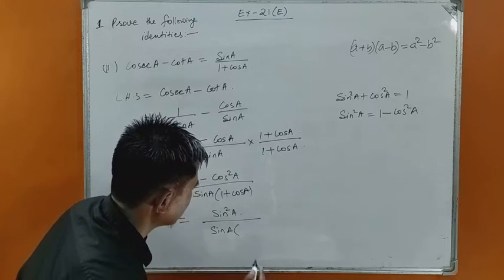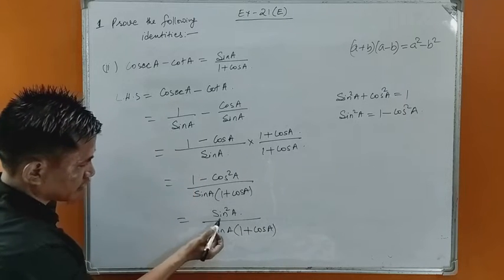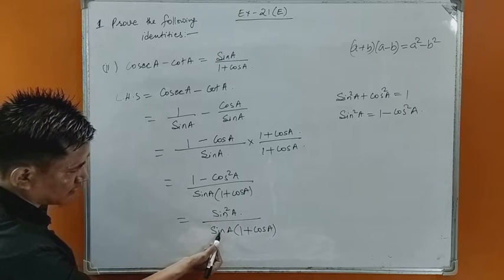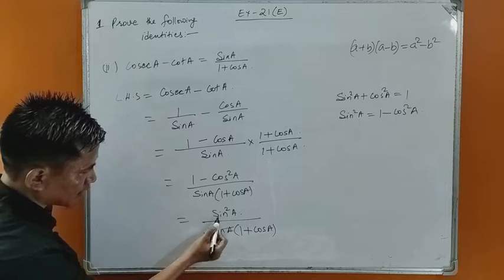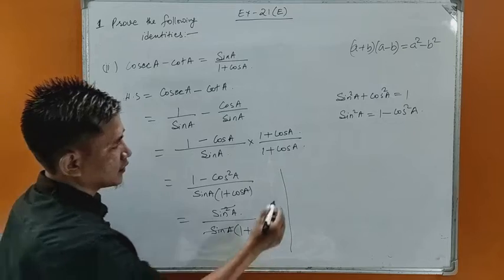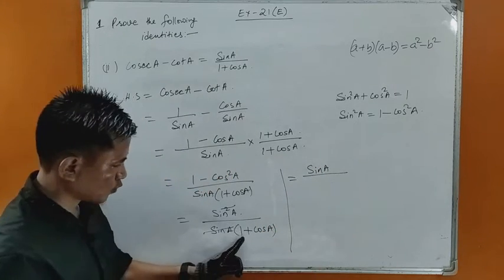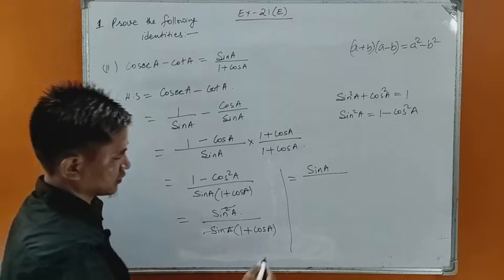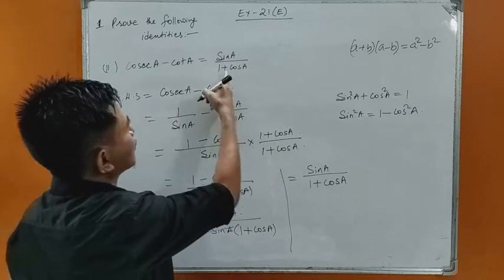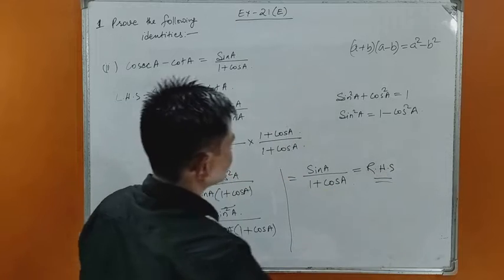Let me write clearly, okay? 1 plus cos A. So here we have sin A and sin A. Sin A into sin A gives us sin square A. And here we have 1 sin A, so 1 sin A and 1 sin A can be cancelled. So in the numerator we have sin A, and in the denominator we have 1 plus cos A, because the sin A is cancelled, isn't it? So 1 plus cos A. This is what we have in the right hand side, isn't it? Equals to RHS. Hence proved.